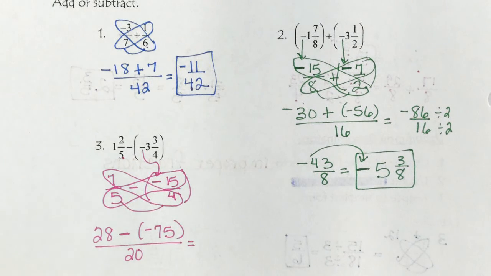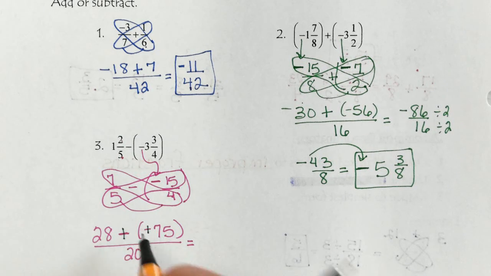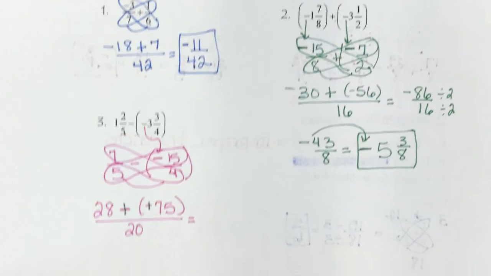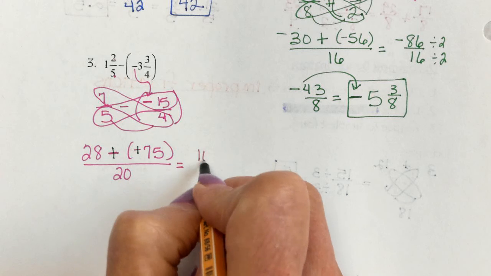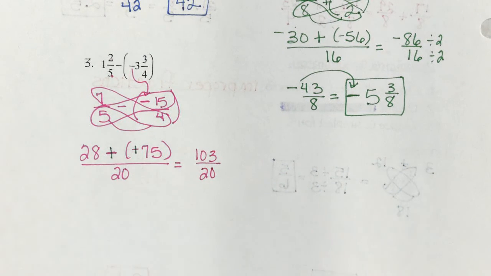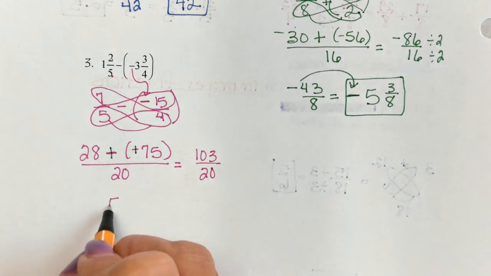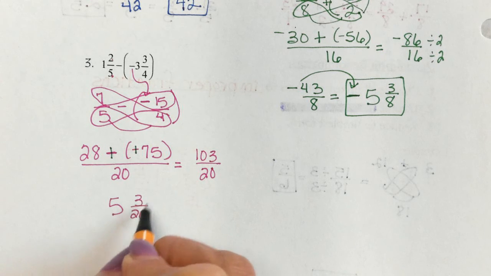Now remember with this, your integer rules say if you have minus a negative, you can change your subtraction to addition, your second number to its opposite. We're a little low on the screen there, sorry about that. And so we're actually going to add these together and get 103 over 20. Now again, this can't reduce, but I can divide 20 into 103. That goes in 5 times, which is 100, with 3/20ths left over.